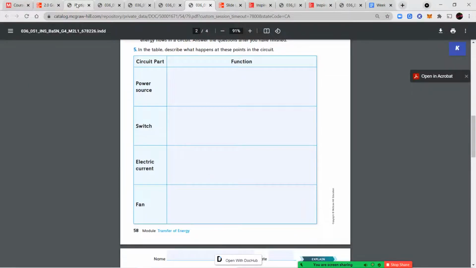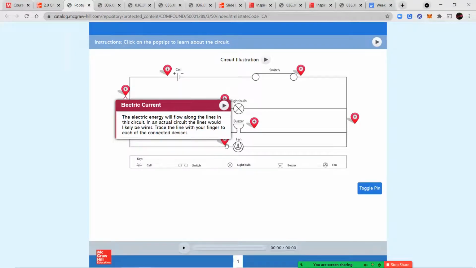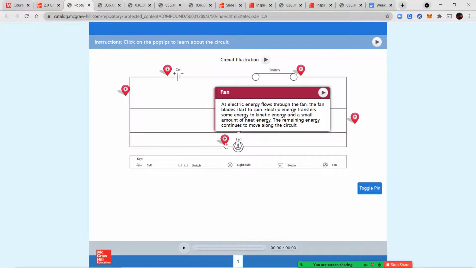Next, we have the fan. Over here, we can see in our fan that when electric energy flows in, the fan blades will start to spin. Electric energy transfers some of that energy into kinetic energy to make those fan blades spin, and a small amount of it will be transformed into heat energy. So if you've had a fan on for a really long time and you put your hand near where the motor usually would be around the back of the fan, you can feel some residual heat coming off of it.